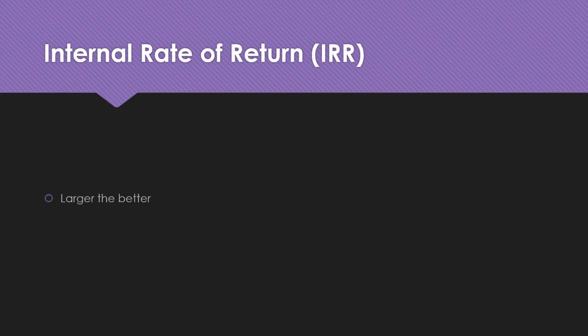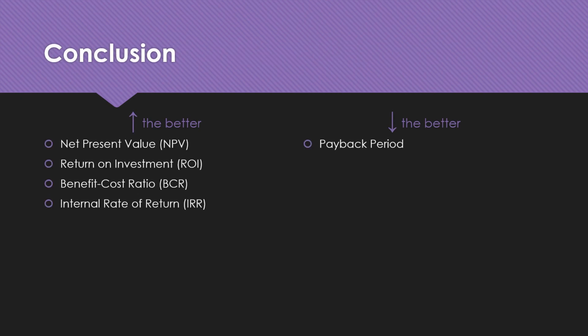Internal rate of return, also known as IRR, the larger this value is, the better it is for the organization. That is all that you need to know. Now, this is the conclusion. Higher the better. In the first column to your left, you can see net present value, which is NPV, return on investment, which is ROI, benefit cost ratio, which is BCR, and internal rate of return, which is IRR. The higher these values, the better it is for the organization.